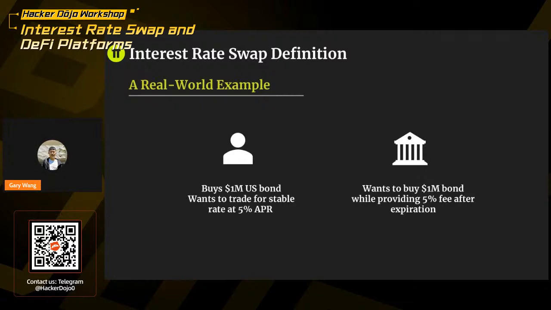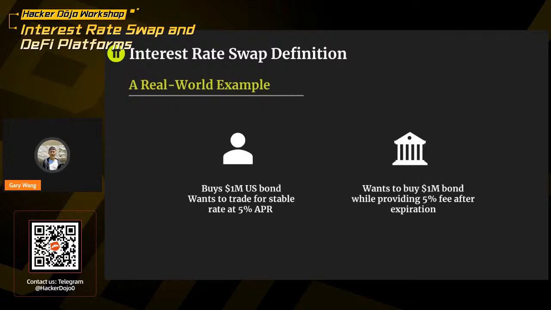So I would like to trade the 1 million US bond at only 5% of stable rate. The bank is good at accounting, so it has the full historical data of the US bond performance. The bank may reach out to me and say, we would like to trade your yield to you in exchange for your bond's yield after a year term. So I said, yeah, why not?